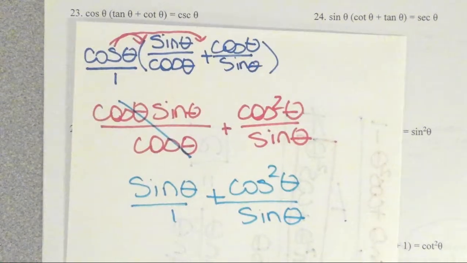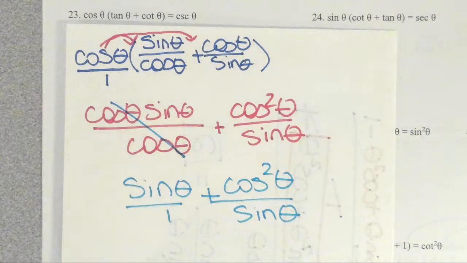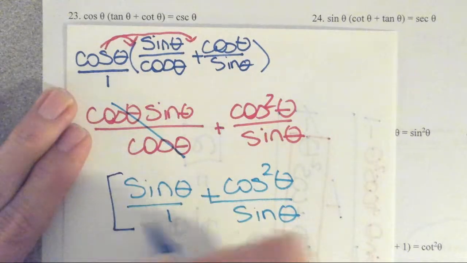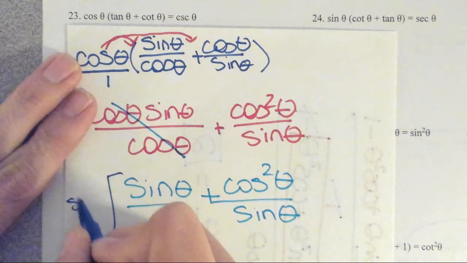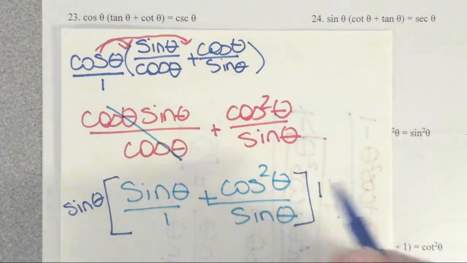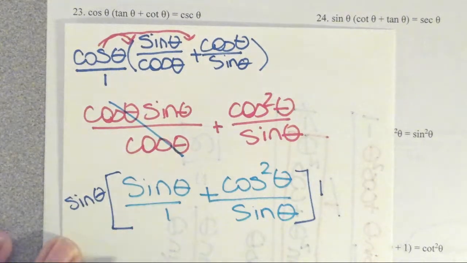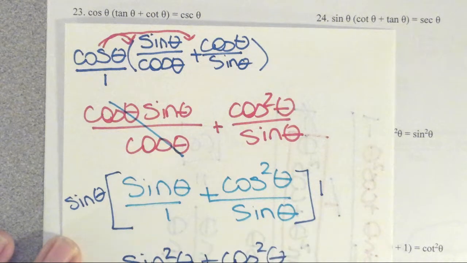Now I need to get a common denominator. My common denominator is going to be 1 times sine, which is sine. So I need to multiply this fraction, top and bottom, by sine. This one by 1, because it already has a sine here. Okay? So sine times sine is sine squared. One times cosine squared is cosine squared. And on the bottom, I have my sine.